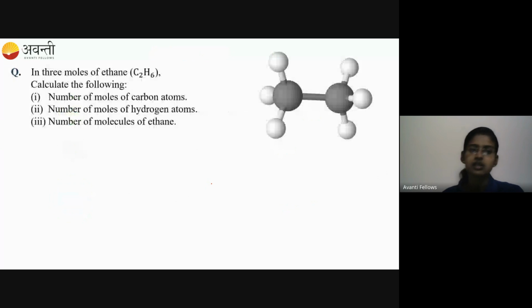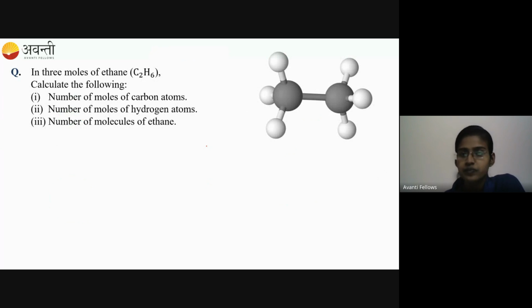In 3 moles of ethane, calculate the following. First, you have to calculate the number of moles of carbon atoms, then the hydrogen atoms, and then the number of molecules of ethane. In 3 moles of ethane, we have to find out these 3 things.